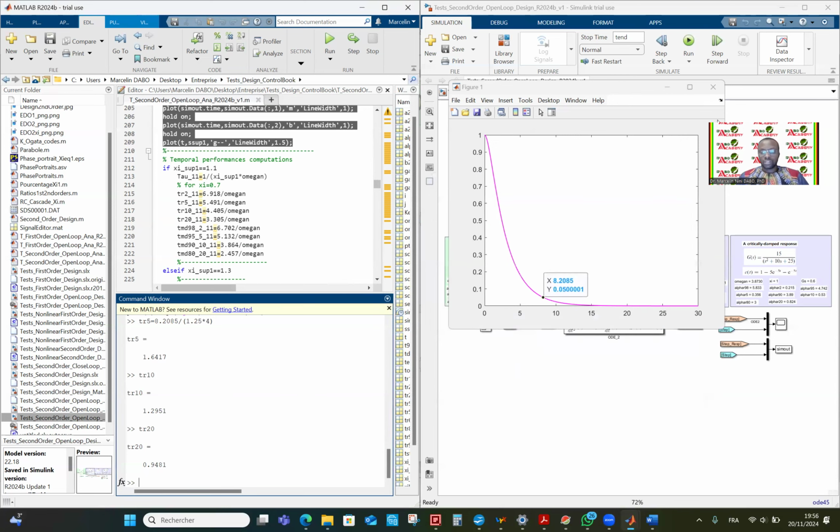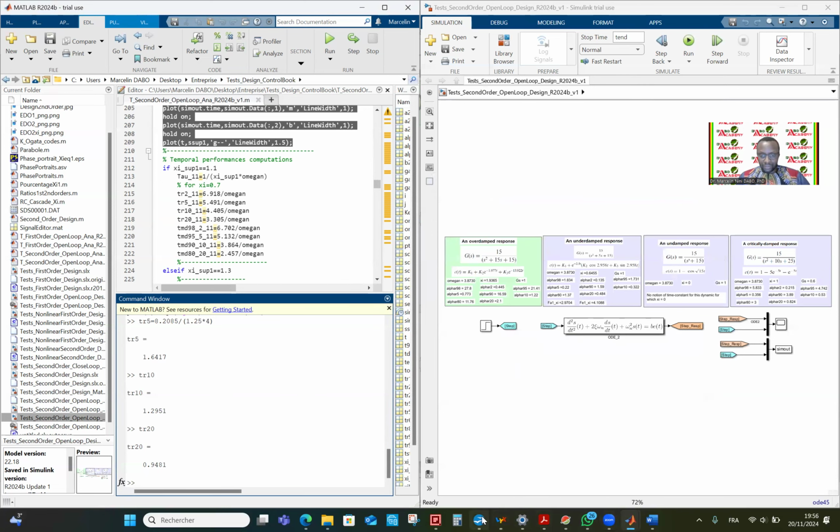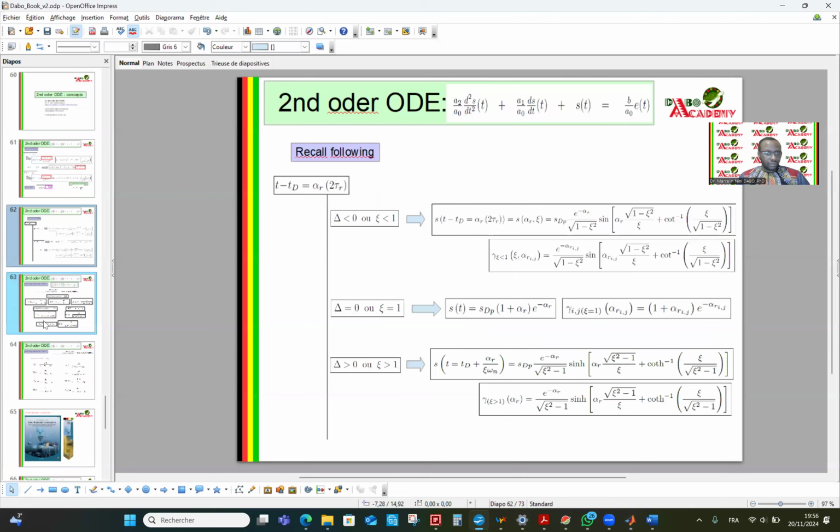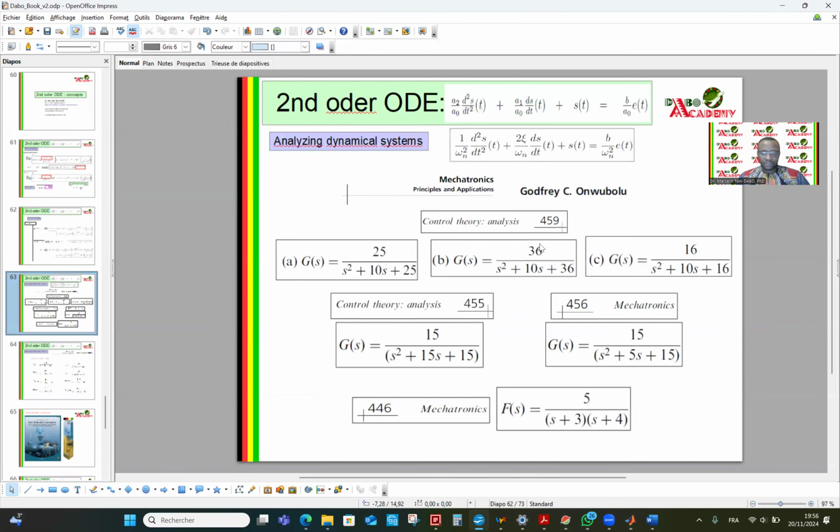Let's go and consider a second example here. So I am going to take this one. I told you this one. So now let's study this case. For the first, we had an overdamped system. Let's check for this one, 15, 5, and 15. So how do we compute the omega and the xi first? Omega n square is here. So omega n is, of course, the square root of 15.